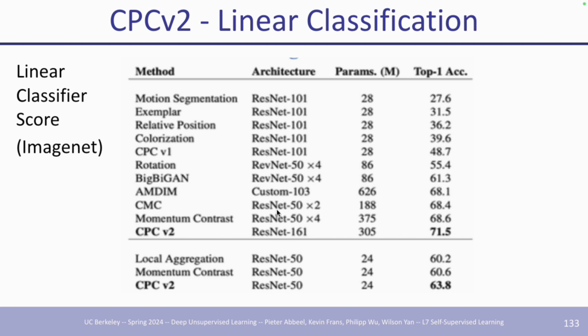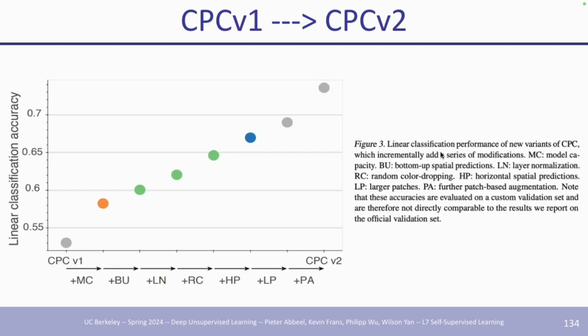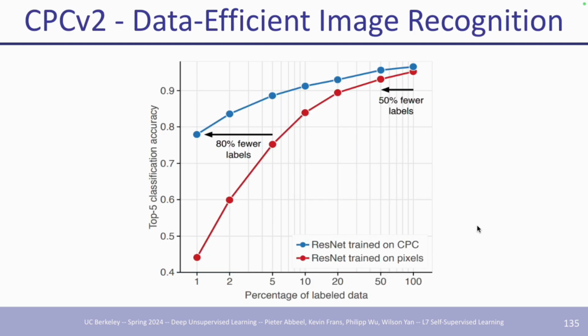Of course, the model sizes are much bigger, so it's a little hard to directly compare. If we look at a similar model size, that brings us back down to 63.8. But still much better than what we were seeing with CPCV1. So here are essentially all of the model improvements that let them go up from CPCV1 all the way to CPCV2. I won't go into the details of those, but you can look if you're interested.